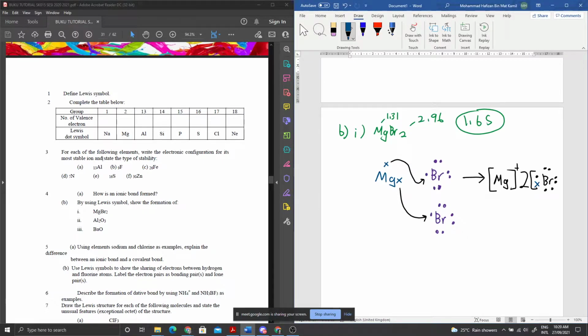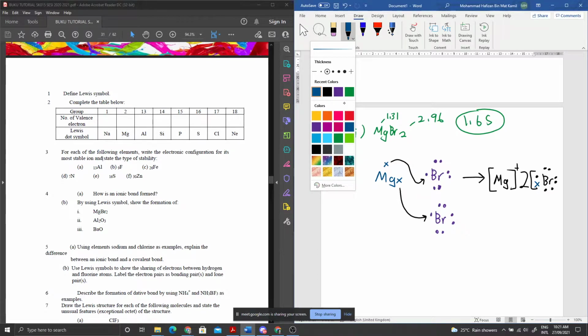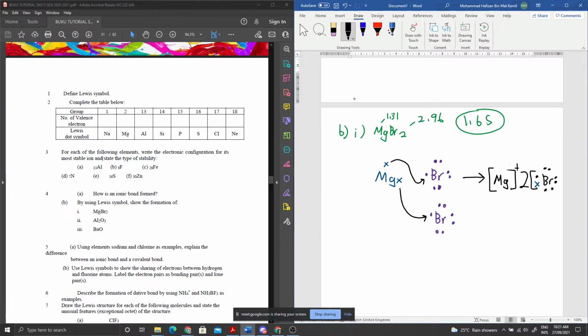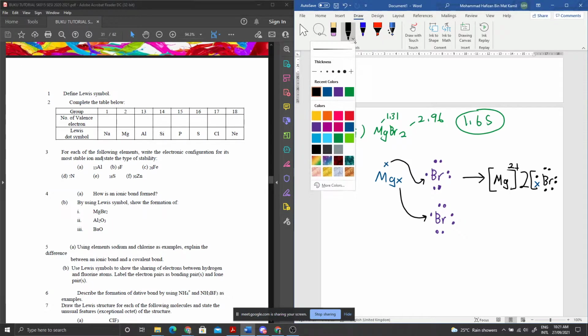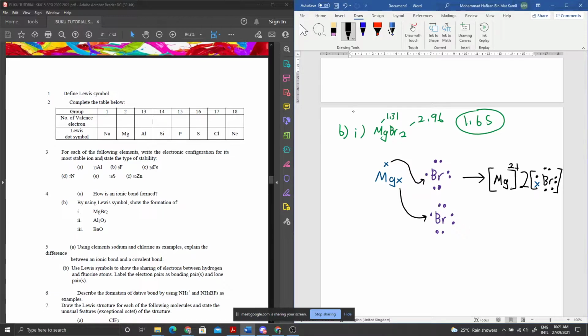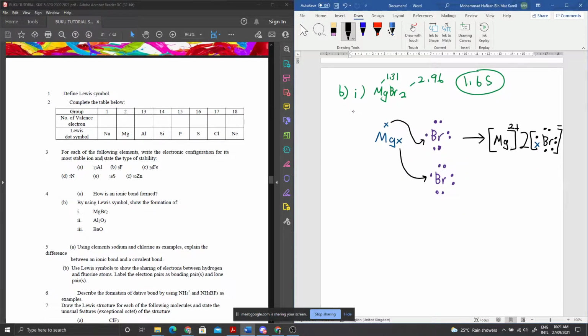Magnesium is 2 plus, right? Yes, magnesium is 2 plus, while bromine is minus. Okay, minus, you sit next to it. I don't have enough space. So, okay? Any question for this?